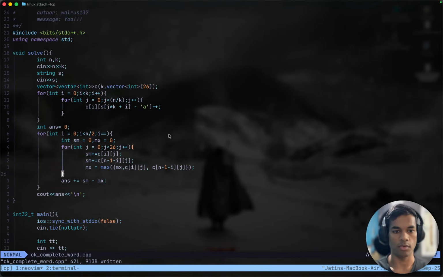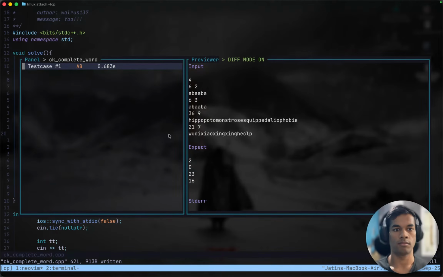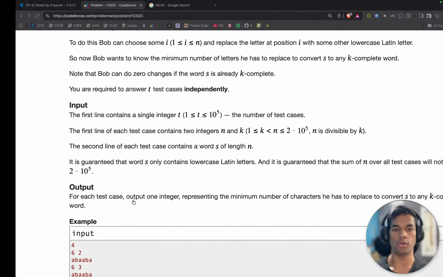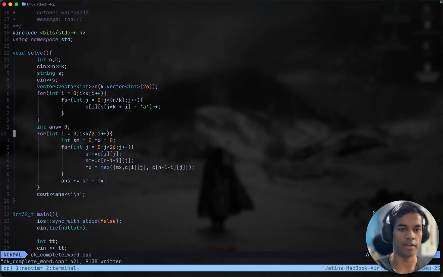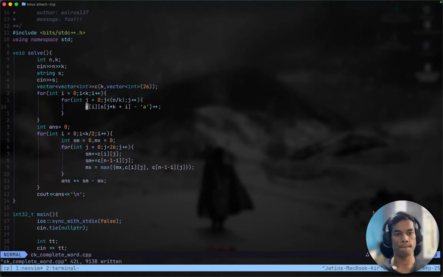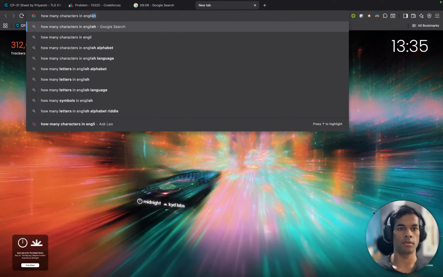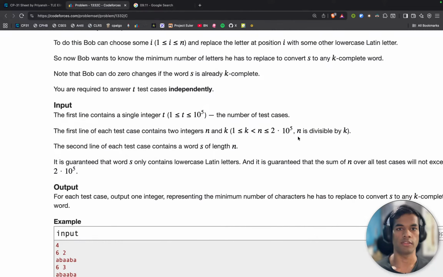Or we messed up at some point. Yes, my keyboard is messing up. Okay, out of bounds. CI, I is not going higher than K. Makes sense. And there are 26 characters. How many characters in the English alphabet? 26, right? 26.